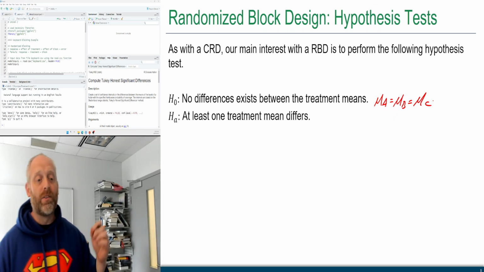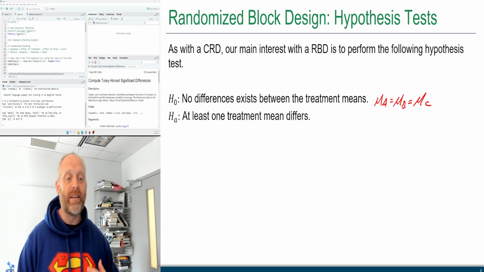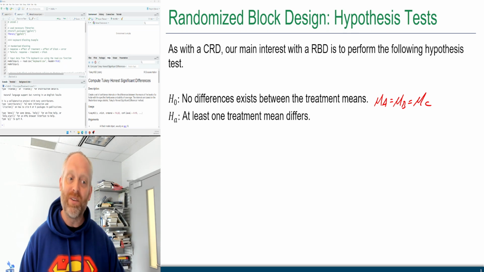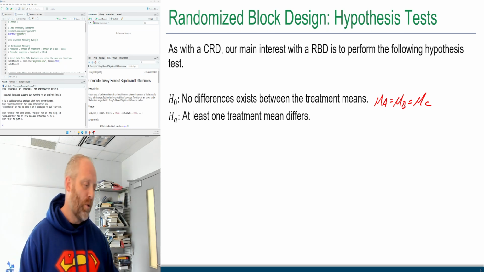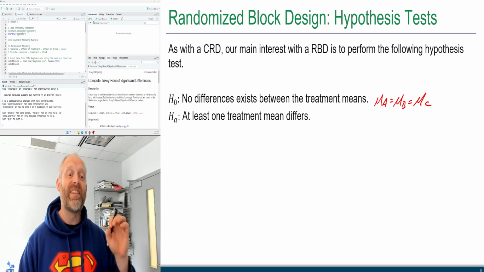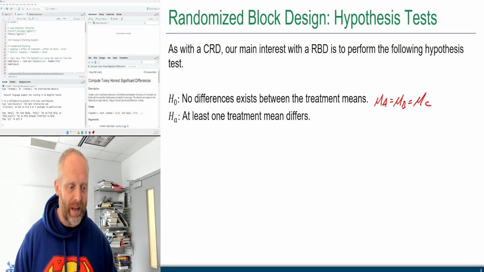And the alternative hypothesis, the one that, we're saying that there is a difference. Again, we don't know where that difference is going to be, but we do know that there is going to be a difference if we're able to reject the null. We're saying at least one treatment mean differs. So that still hasn't changed. That is our primary question we want to be able to answer here.